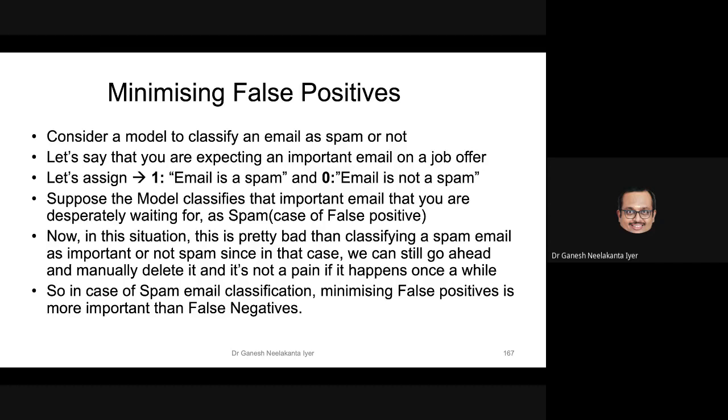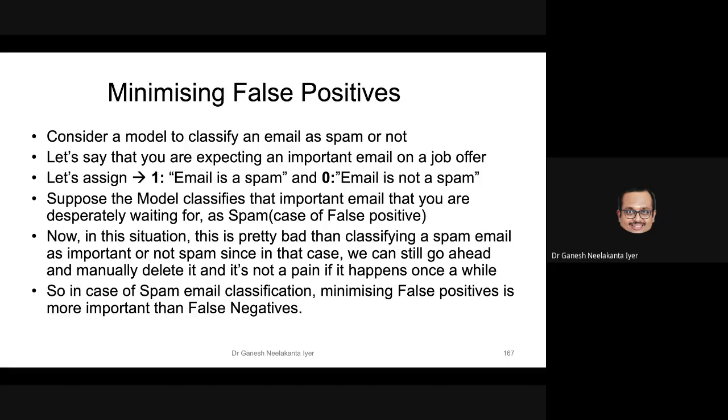How do we minimize false positives? That means someone who doesn't have cancer, but the algorithm says cancer. So take another example: an email is spam or not. 1 is email as spam, 0 is email as not spam. Now, suppose your model classifies an important email as spam. This happened to me many times, even by Google, by Gmail. I'm not able to see a very important mail, but they are saying we have sent it.